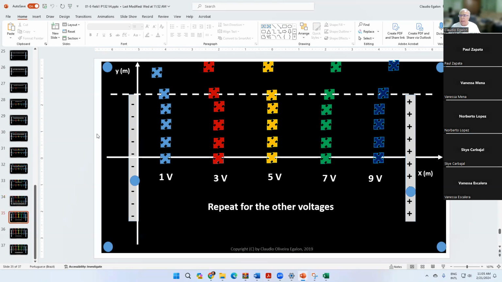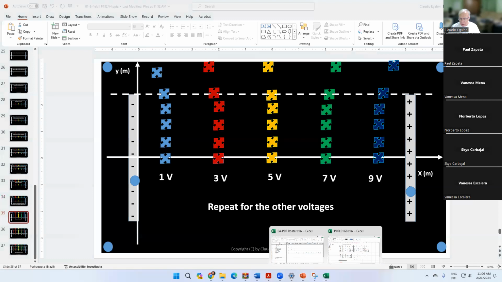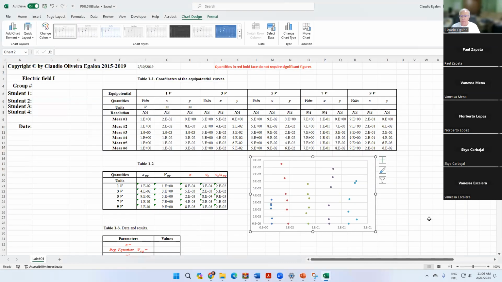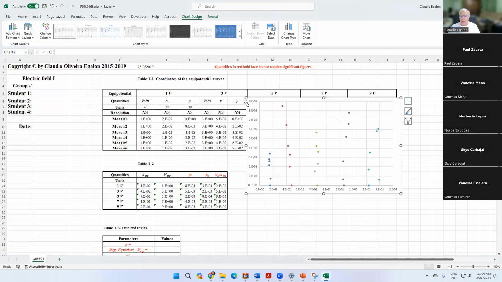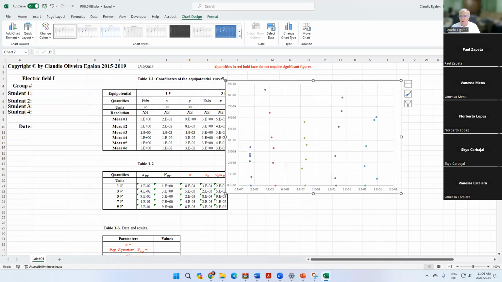Okay, so here you go. Here are the equipotential lines. That's what you must have right now. It's only the upper half, because the lower half is just like a mirror image of what you see here. Okay? Just a mirror image of what you see. And now that we have our graph plotted, we are going to make it look nicer.